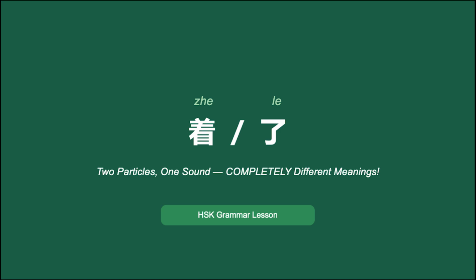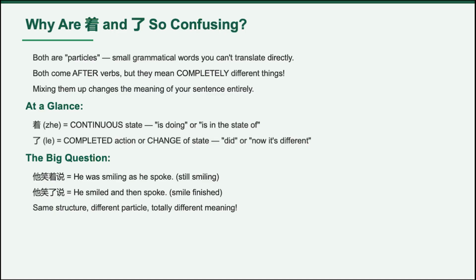And very important for pronunciation in this lesson, zhe is pronounced zhe. Le is pronounced le. Not zhao, not liao. In this grammar pattern, it's zhe and le. All right, let's jump in.